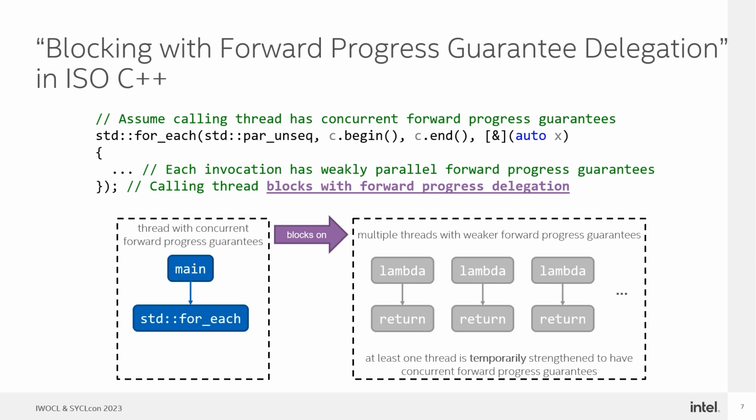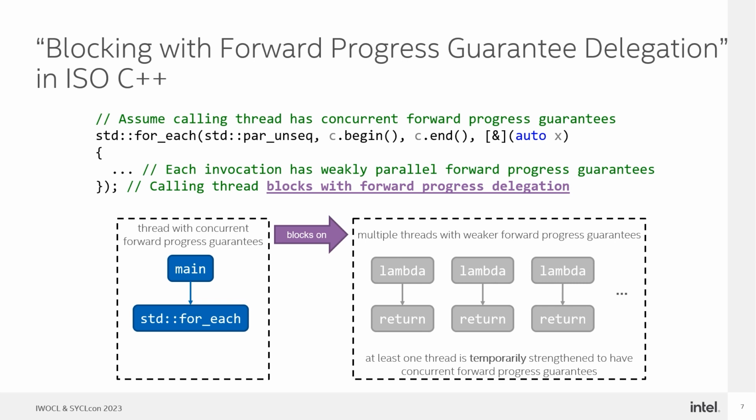But again, we can look to C++ for some guidance on how to solve this problem. And C++ defines a concept called blocking with forward progress guarantee delegation, which is used to describe the behavior of the C++17 parallel algorithms. And if we look at the code shown at the top of this slide, we have some thread calling a for_each, and it's using a std::par_unseq execution policy. So let's assume that the calling thread is a std::thread and that it has concurrent forward progress guarantees. The specification tells us that if the library creates any additional threads to help execute this algorithm, then those threads only have weakly parallel forward progress guarantees, and that comes from the par_unseq execution policy.